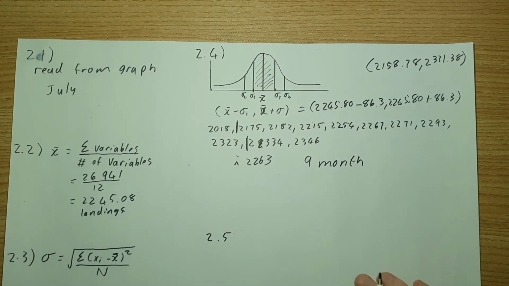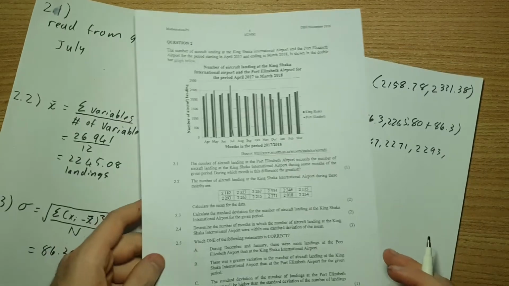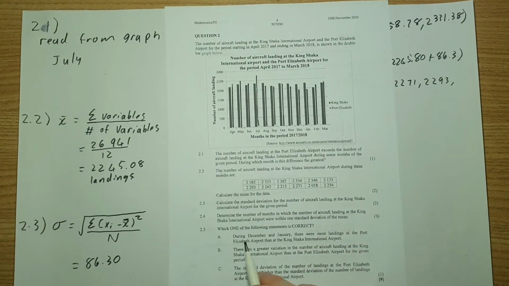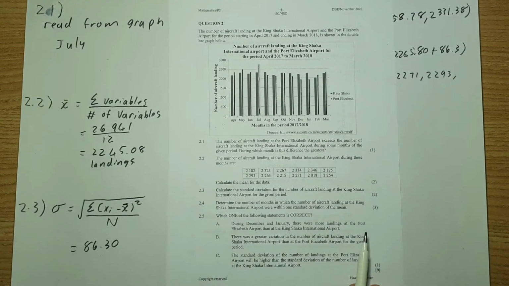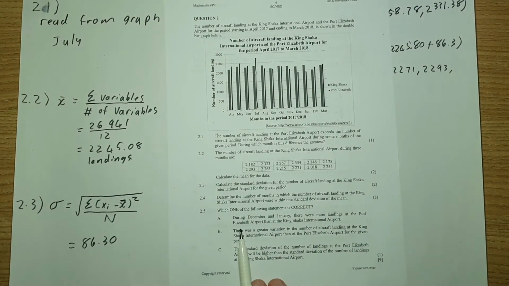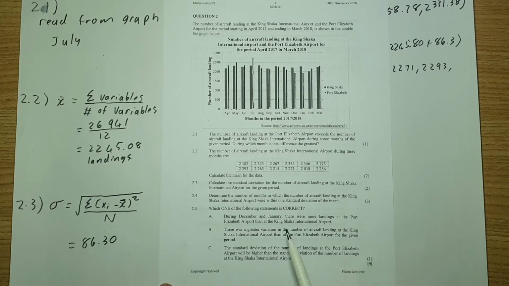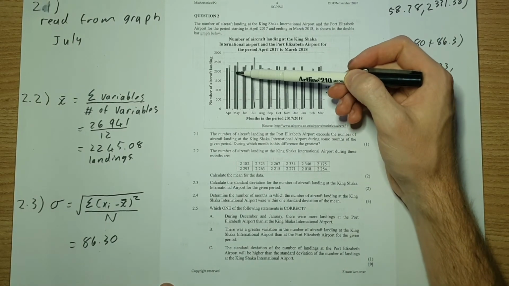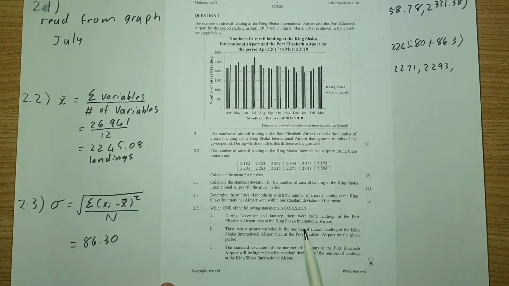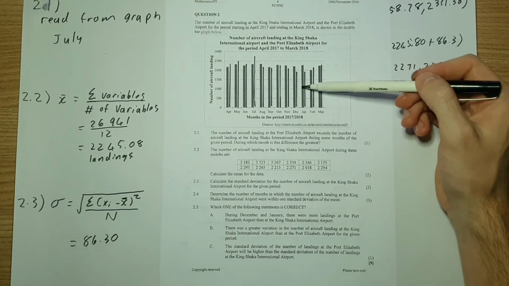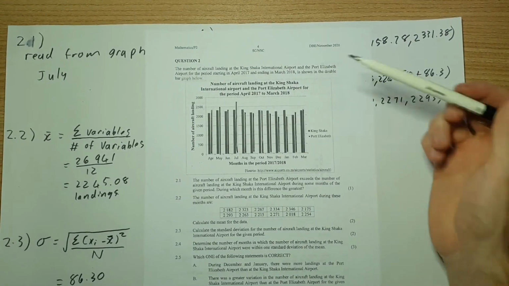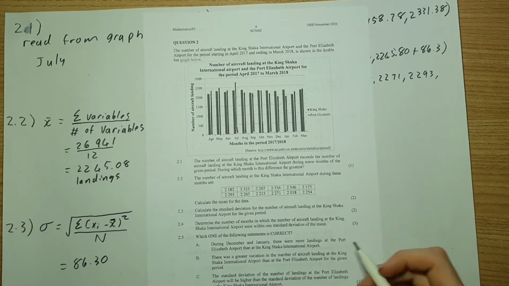Now looking at 2.5. 2.5 asks which one of the following statements is correct. The first one says during December and January there were more landings at the Port Elizabeth Airport than the King Shaka International Airport. Well, if we look here, were there more landings at Port Elizabeth Airport during December and January? We can see no. From our data here, that's not true, so we're not going to take A.